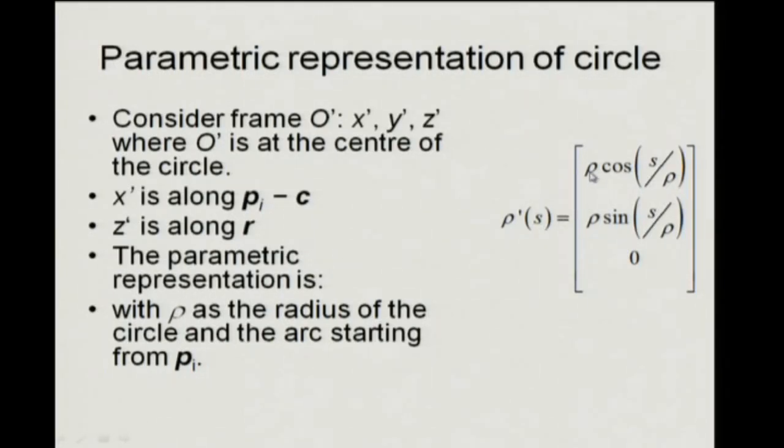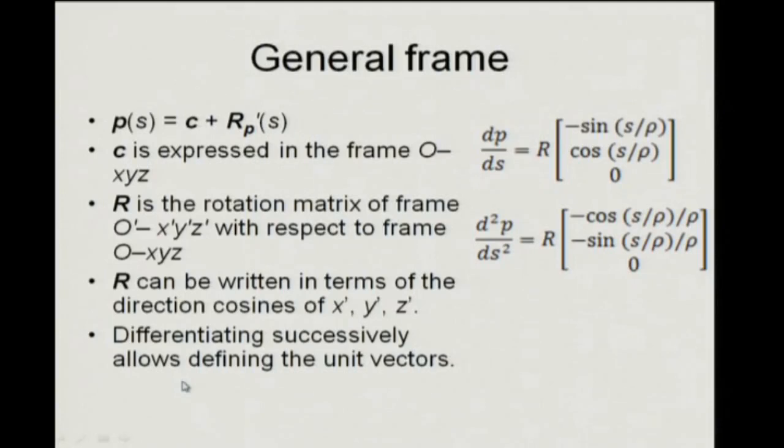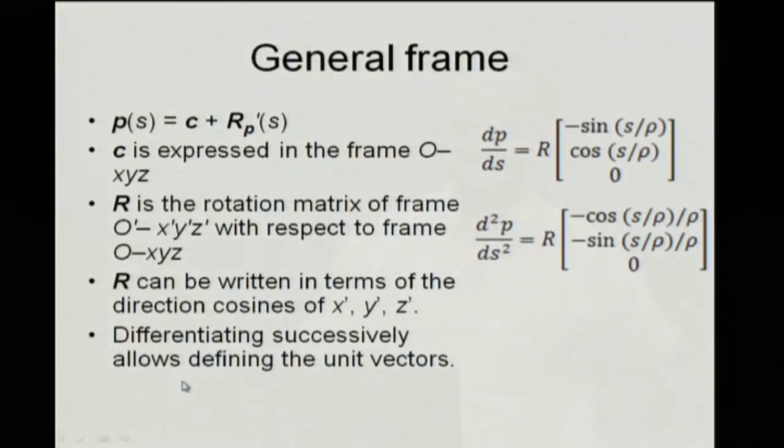It is simply rho cos(s/rho), rho sin(s/rho), and 0, where s is the parameter. So as you move, you will just keep on tracing the circle in that local coordinate system, and you start from the point pi. It's a very simple definition. We then just have to move it to the other frame.